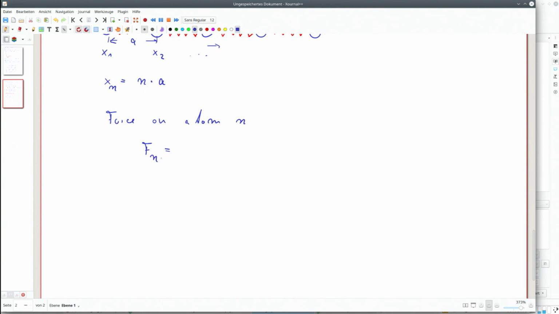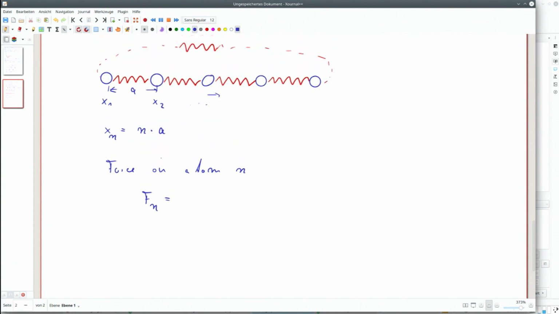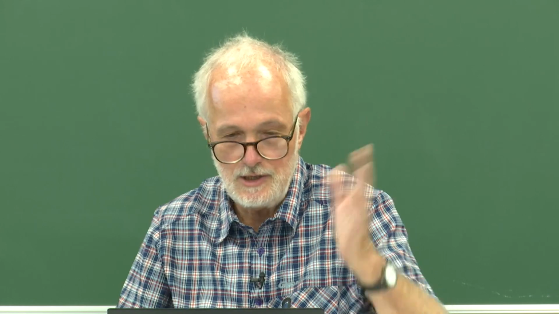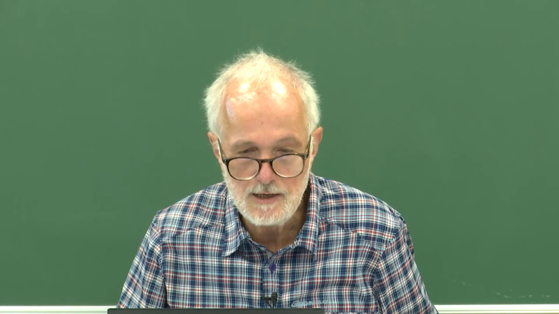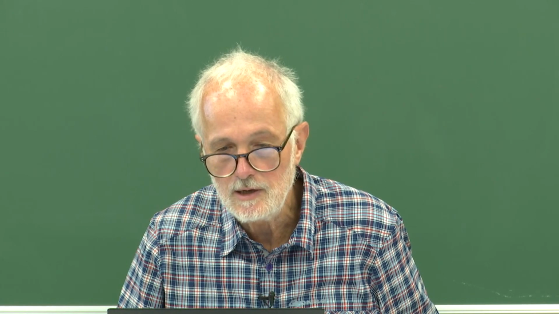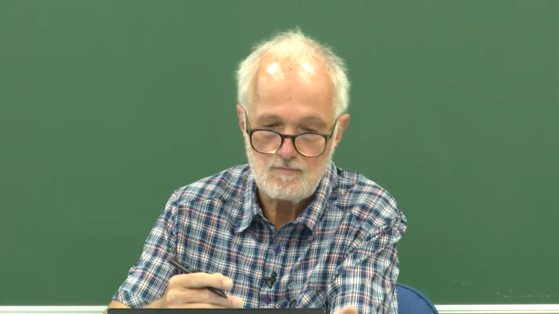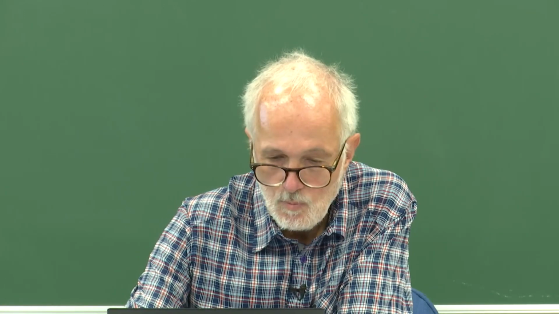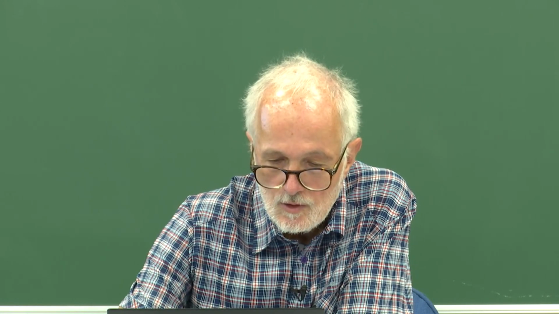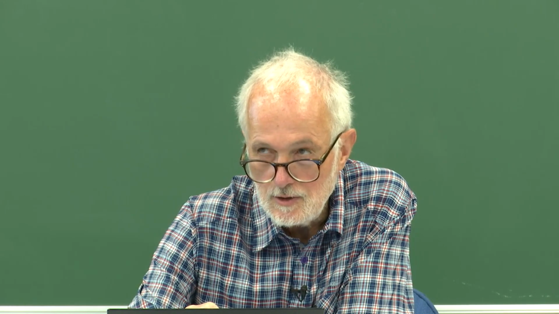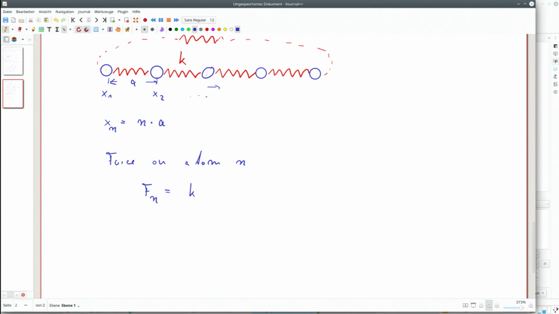So the force on atom n. I forgot to define the spring constant here, which would be this curvature, the second derivative of the energy, but I just call the spring constant K here. So it's this U double prime I introduced here. If we displace this atom to the right, we stretch the spring on the left and we compress the spring on the right.